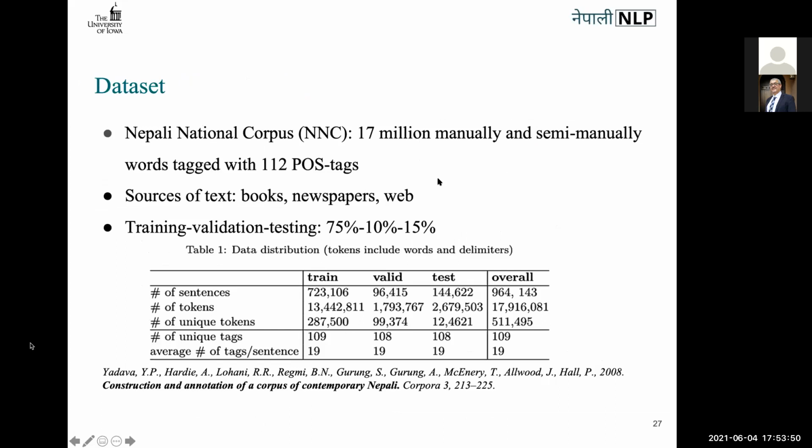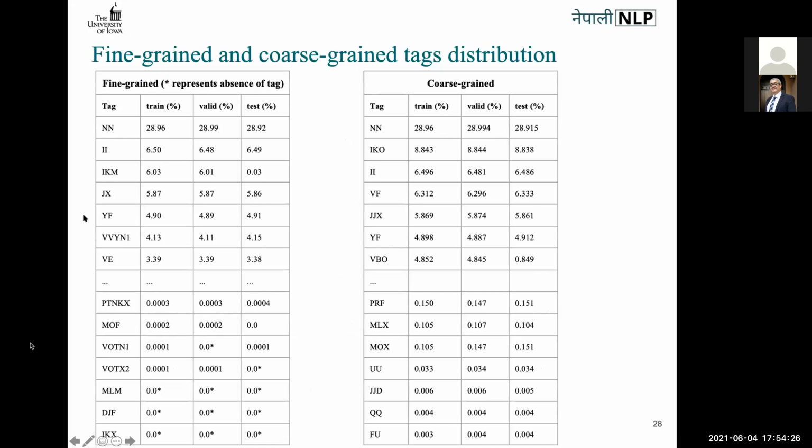So for the evaluation, we use the Nepali National Corpus. This corpus contains about 17 million manually and semi-manually tagged words. And here's the distribution of the corpus. Even though we mentioned the 112 tags, only 109 tags were present in the overall data set. Three of them were not present. So we did evaluation only on these 109 tags. The details of this corpus are in this paper here, construction and annotation of corpus of contemporary Nepali. And here is the top 7 and bottom 7 distribution of these tags for both fine-grained and coarse-grained.